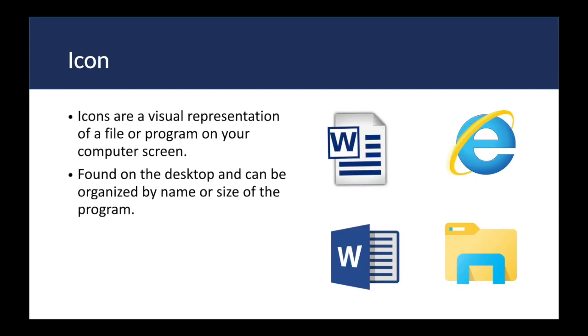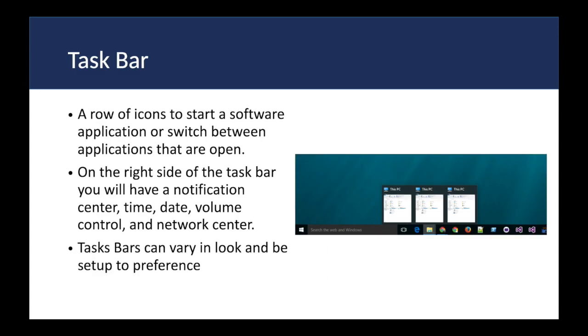But speaking of icons, these are the visual representations of a file or program on your computer screen. Here you can see the icons representing a program, the Word document, Internet Explorer, the program Microsoft Word, and File Explorer. These are the visual markers on your desktop or in File Explorer. Now the taskbar is a row of icons to start a software application or switch between applications that are already open and just minimized. On the right side of the taskbar, you'll have the notification center, the time, date, volume, and what's called network center.